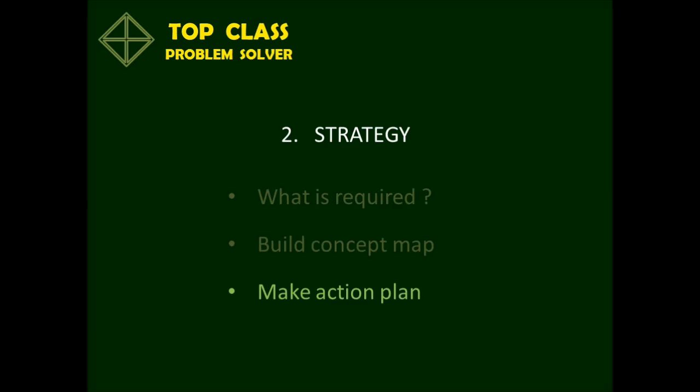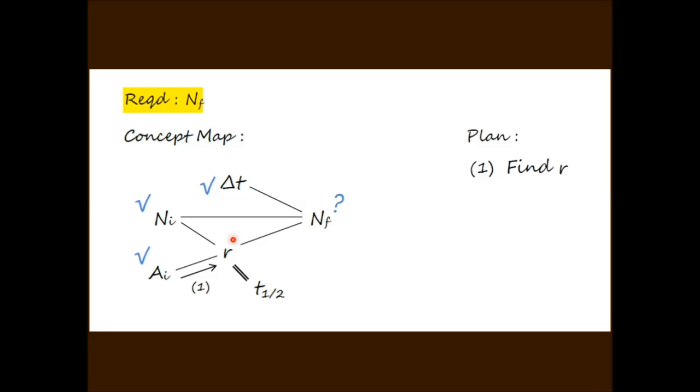The third step of the strategy is to create an action plan based on the concept map. First, we use the fundamental definition of R to find R. Then we use the equation for exponential decay to find the final number of nuclei, N final.